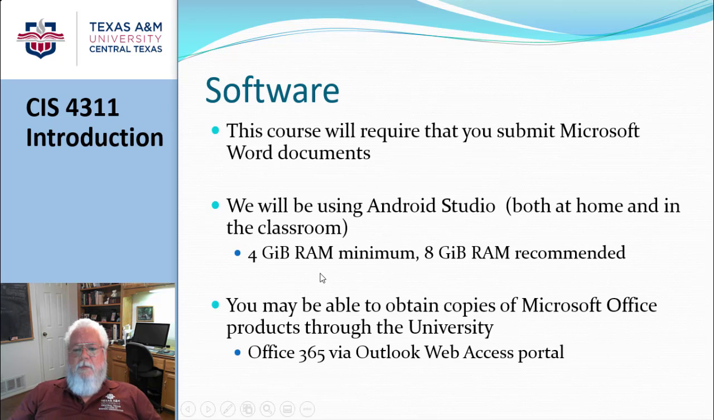Okay, so in this course, you're going to be submitting some Word documents. Now, I didn't actually say you need Microsoft Word. I said you need to be able to submit a Word document. But hey, kind of sort of implies that, particularly since through the university you can get a free Microsoft Office 365 subscription. There's a little portal that you can go to on Canvas, or you can go through the Outlook Web Access. We are going to be using a piece of software called Android Studio, both in the classroom and at home.